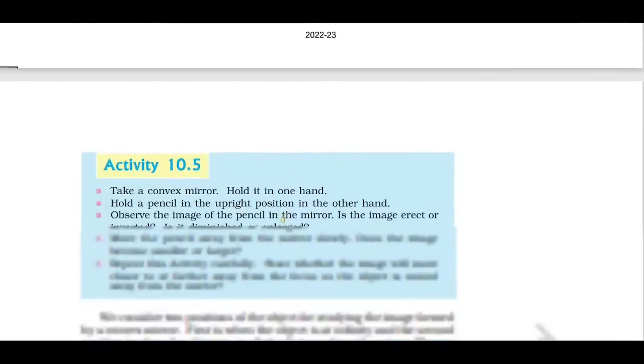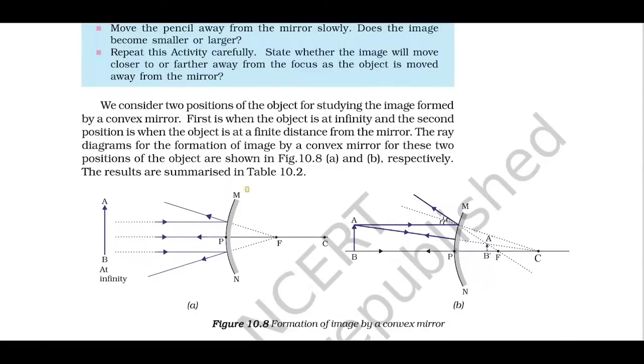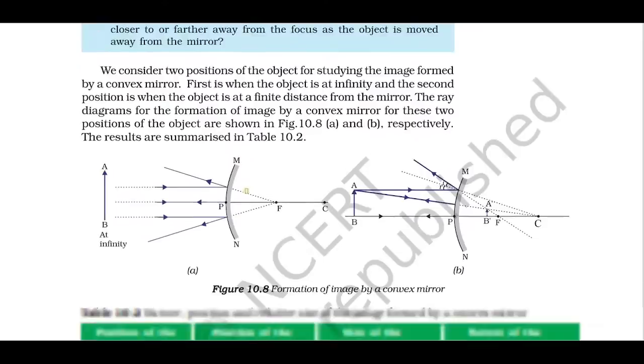Now we'll see the image formation by the convex mirror. There are two conditions, that means two ray diagrams. One is when the object is at infinity and the other is when the object is between the pole and the mirror. In both cases, the image formed by the convex mirror is virtual and erect.